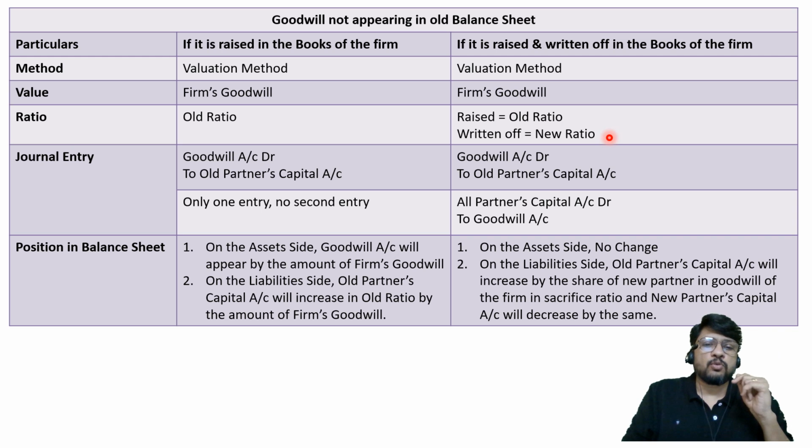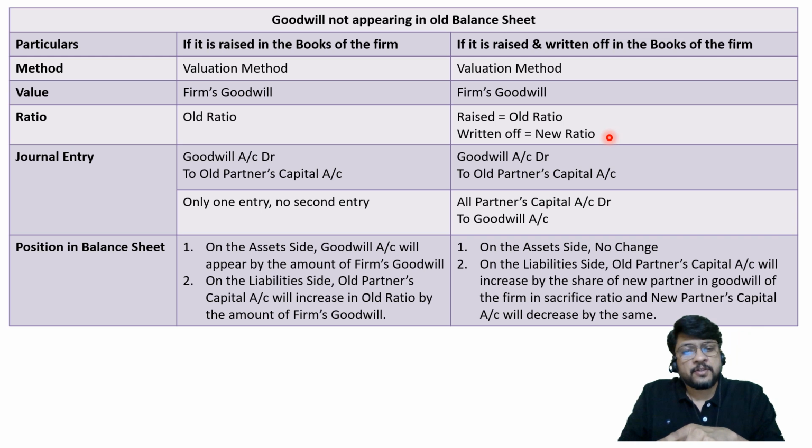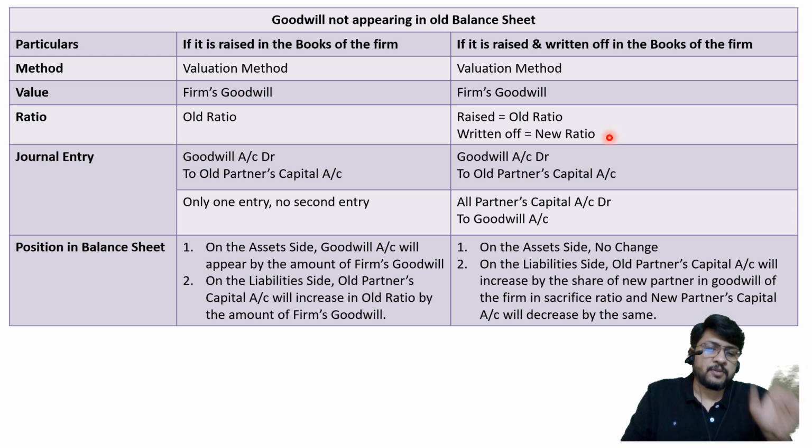So we are transferring it to old partners capital account in their old ratio. And if you want to write it off, then immediately we are going to say all partners capital account debit to goodwill account. So that is how we are going to adjust the situation. In the first case, goodwill account will appear in the balance sheet. In the second case, goodwill account will not appear in balance sheet.